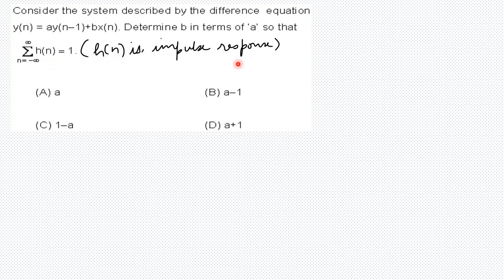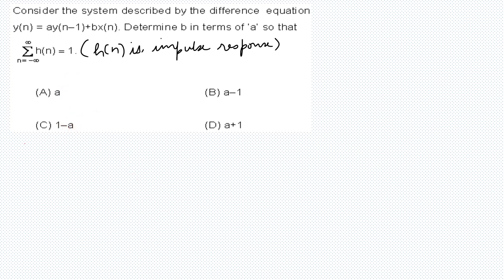Here we have been given the impulse response as h[n], and we need to find b in terms of a such that this condition gets satisfied. So how do we proceed for this problem? Let us first try to find h[n], or rather H(z), such that we are able to correlate it with h[n]. Okay, so let us proceed.